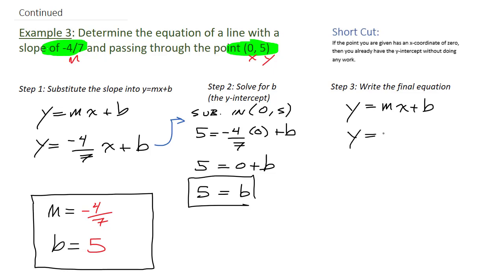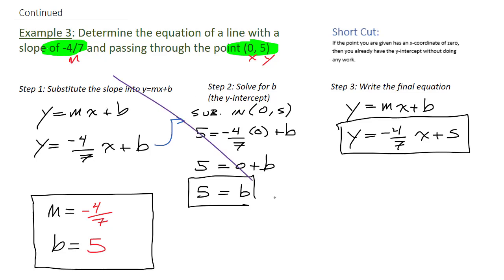Well, we have y equals -4/7 x plus 5. There you go. Now, you don't need the shortcut to solve this. It still works, but I'm going to show you the shortcut. You can basically skip all of this stuff, because look, we already know our slope. Check, that's already known.